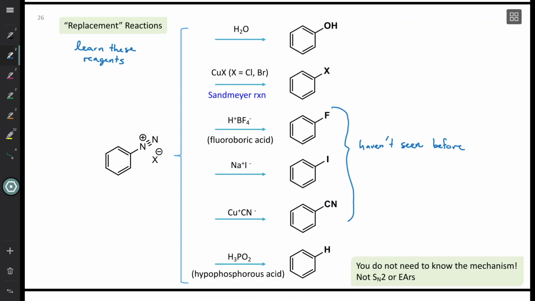Right, for being able to make them. So that's new. And this just lets you make a wide variety of benzene derivatives.